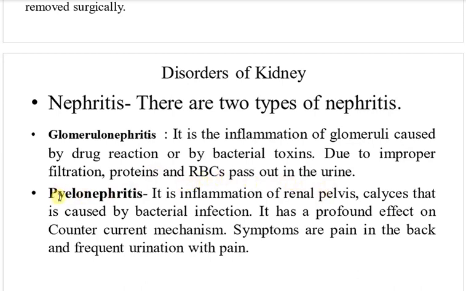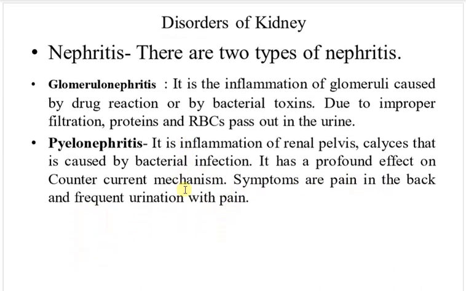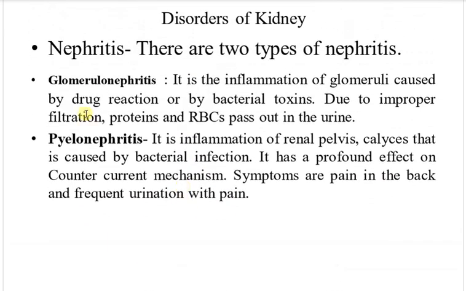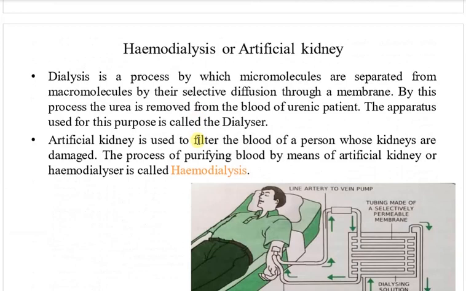And this is pyelonephritis. It is inflammation of the renal pelvis and calyx that is caused by bacterial infection. It has a profound effect on the countercurrent mechanism, so the countercurrent mechanism is hampered. Symptoms are pain in the back and frequent urination with pain. Okay. So glomerulonephritis and pyelonephritis.